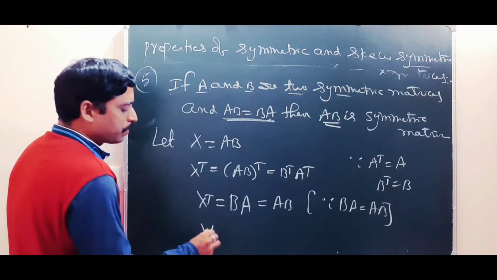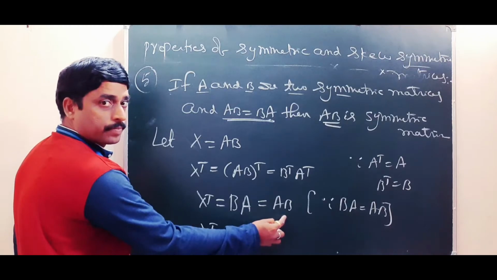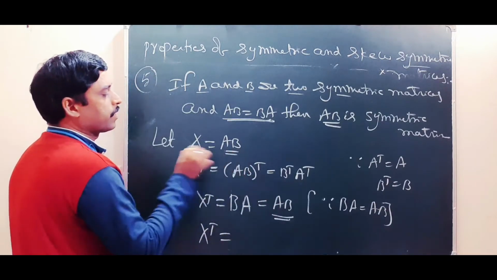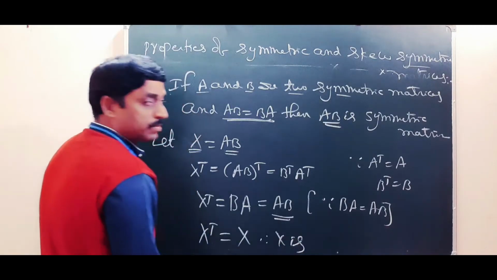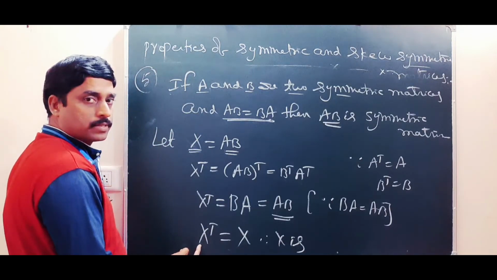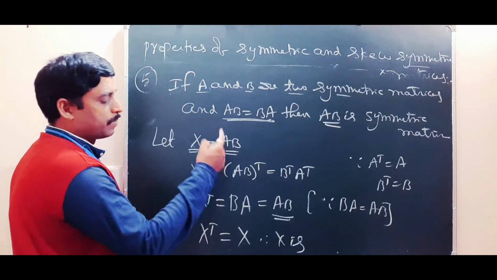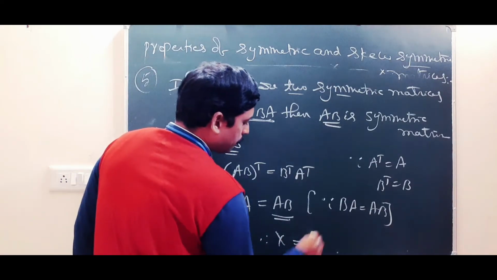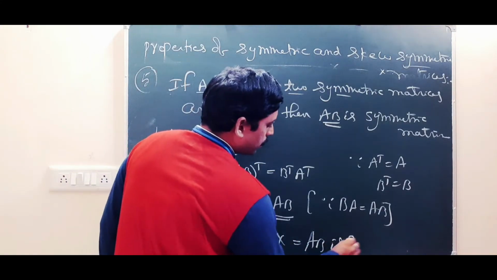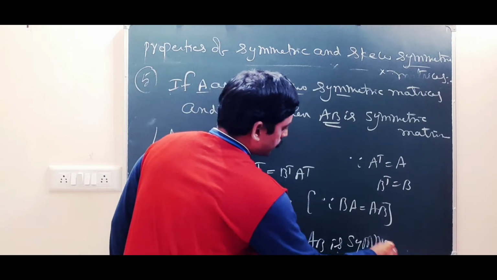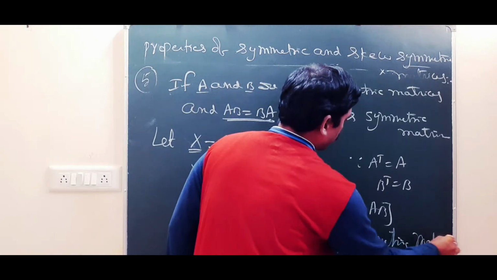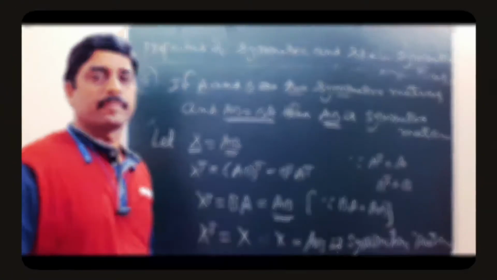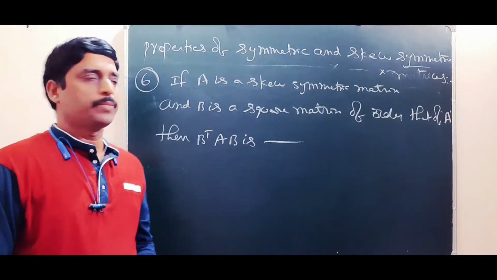So transpose of X is equal to, what is AB? AB is nothing but X. Therefore X is called a symmetric matrix. This is the definition of symmetric, where X is AB. So X equal to AB is a symmetric matrix.